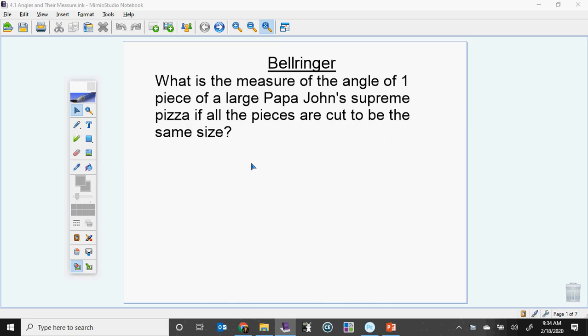So today we are starting chapter 4. This is 4.1 angles and their measure. And before we get to our title slide, I want you to look at the problem here, our bell ringer problem, and see if you can figure out what this is. So go ahead and pause the video, read the problem, see if you can figure it out, and then hit play.